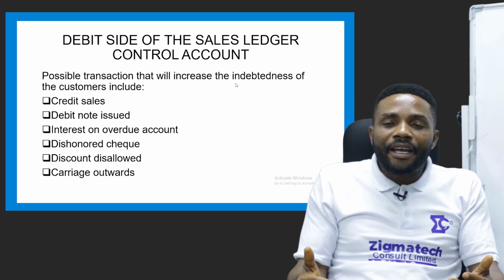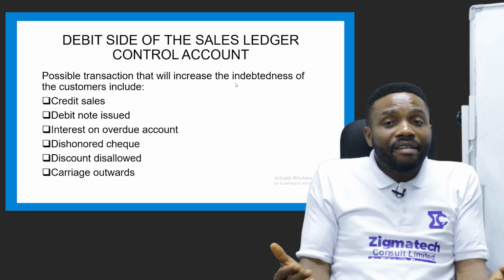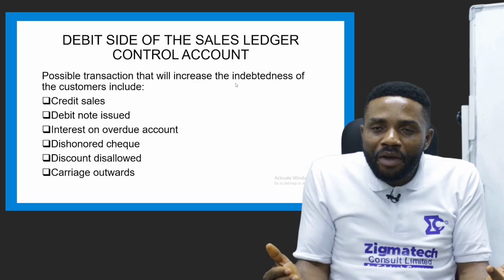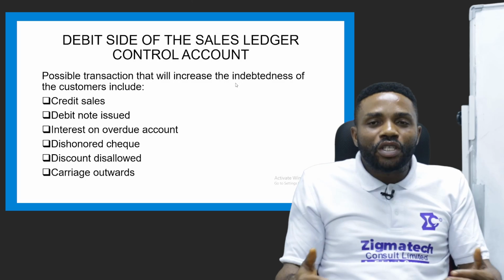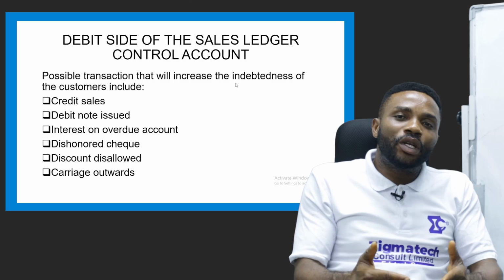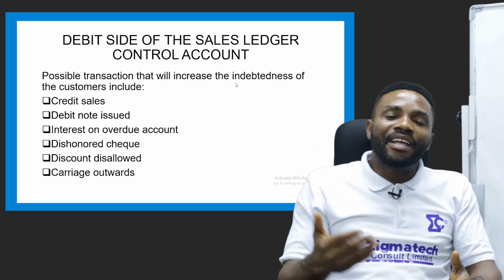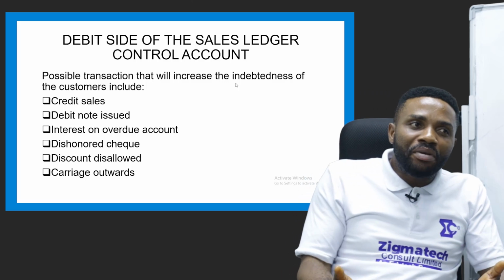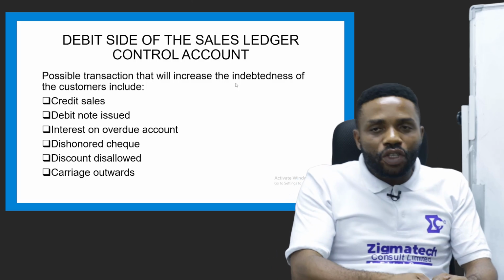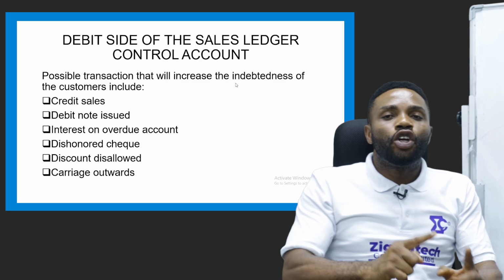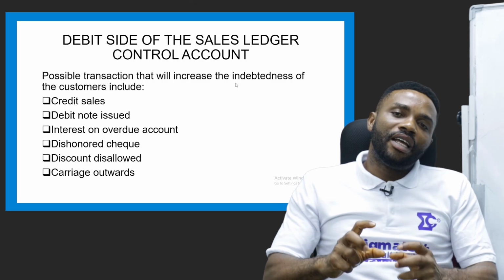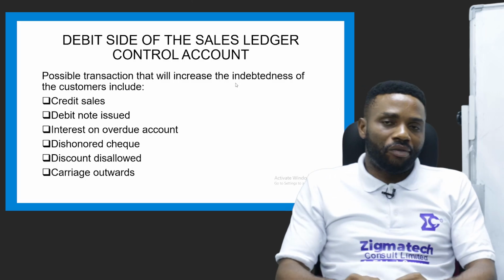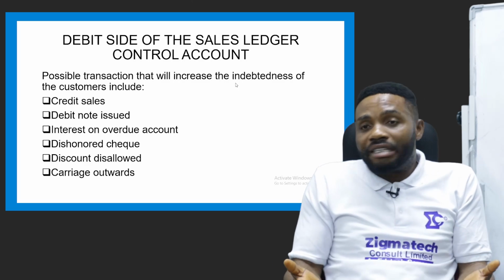So when a check is dishonored, it increases the debt. You actually made an attempt to make payment, but that payment was unsuccessful because the amount on the check is more than the amount in your account, or possibly the signatures or the signatories on the check do not tally with the signatories on the account. It can also make the check to be dishonored.